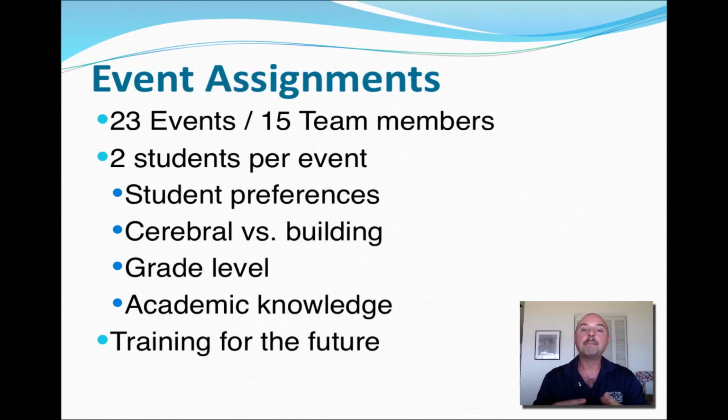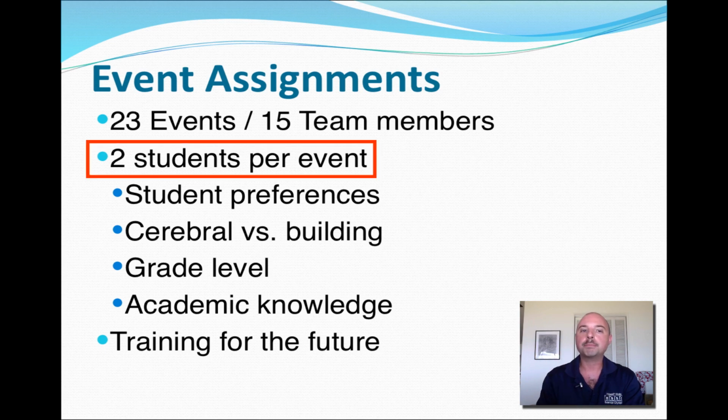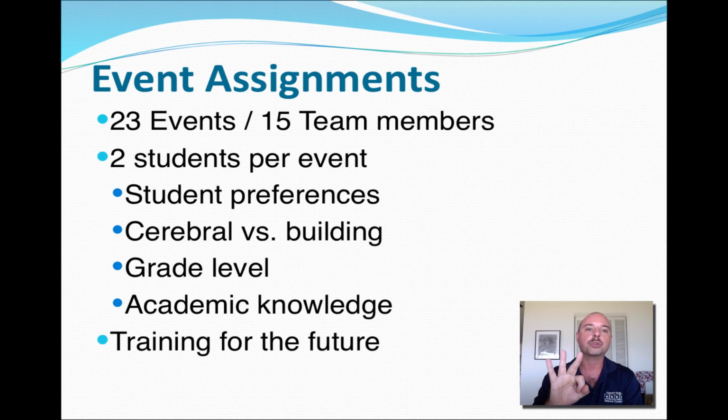Now, there are a bunch of events. In the rules manual, they have all 23. At our statewide tournament, we will be running 15 events in each division. At the regional level, we will be running about 8 or 9 events in each of the divisions. So one of the challenges is figuring out how to take 15 students and fit them into these different events. For the most part, the events have 2 students per event. There are some exceptions, like experimental design, which allows for 3.